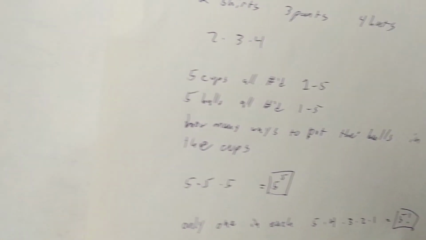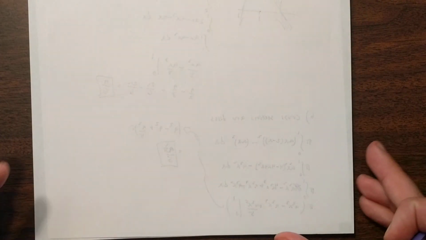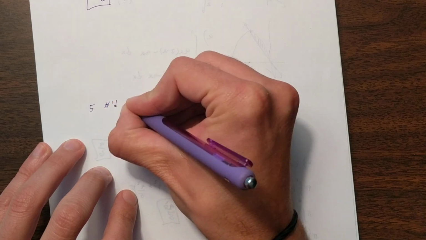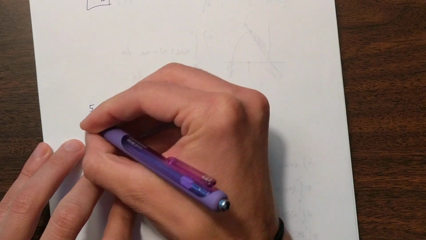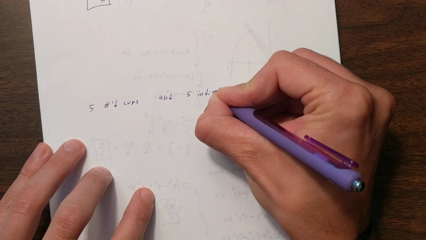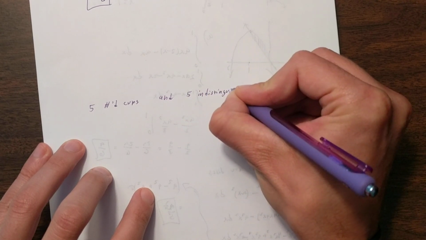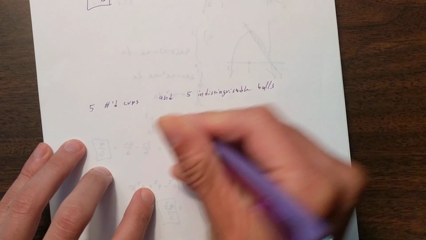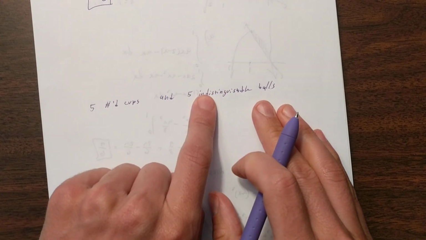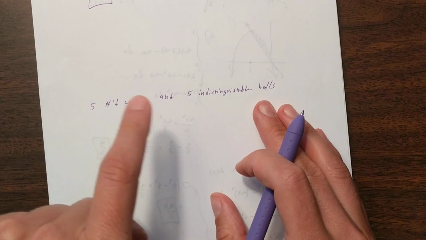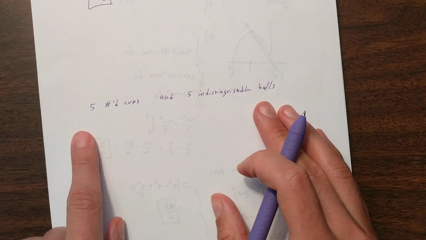So let's stick with the same problem. All right, I've got 5 numbered cups and 5 indistinguishable balls. How many different ways can I put 5 balls into 5 numbered cups? So the cups are distinguishable and the balls are not. Okay, so how many different ways?